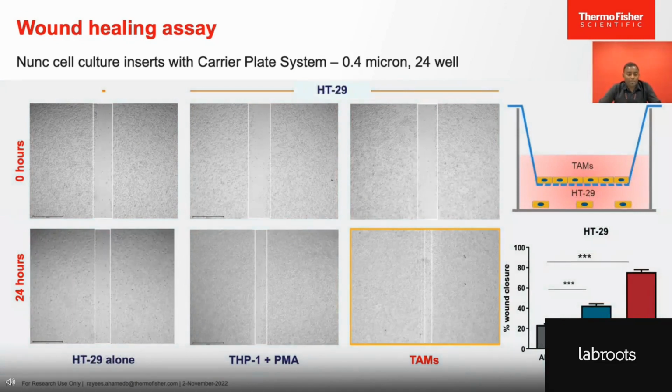The same experiment has been done with another colorectal cancer cell line, which is called HT29 cells. Similar results have been observed in wound healing. As you see, in presence of tumor associated macrophages, there is a complete closure of wound in the HT29 cells.